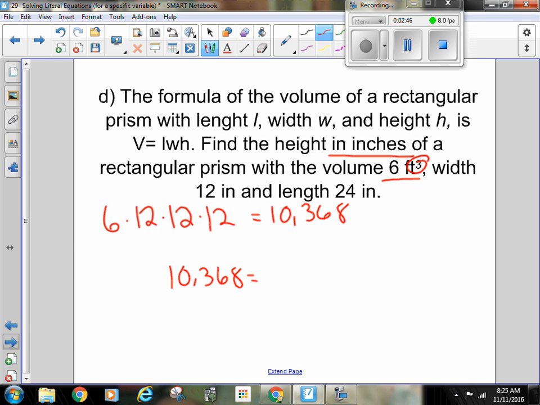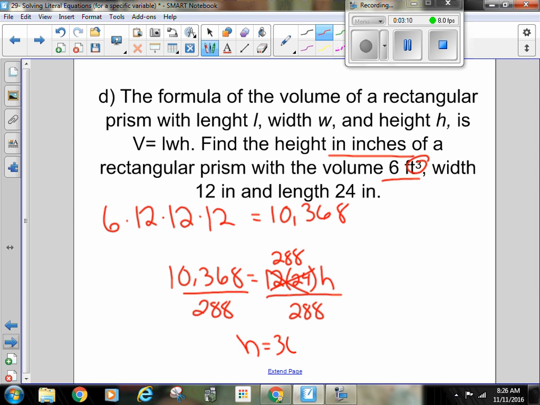So we're going to set 10,368 equal to, now we need to find the height, so our width is 12, our length is 24, and then height. So take 12 times 24, we get 288. Okay, and so we're going to divide by 288 on each side. So 10,368 divided by 288, we get a height of 36 inches. That's also 3 feet, but they asked for inches.